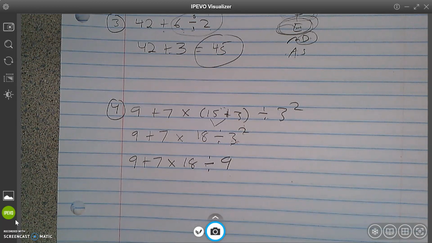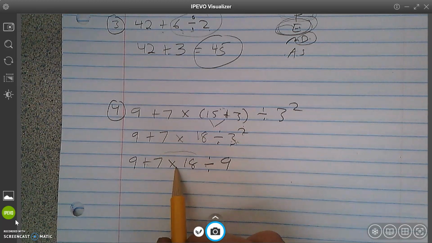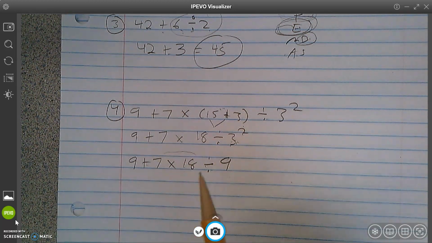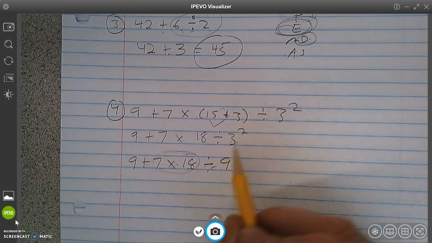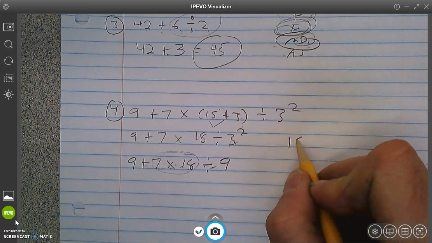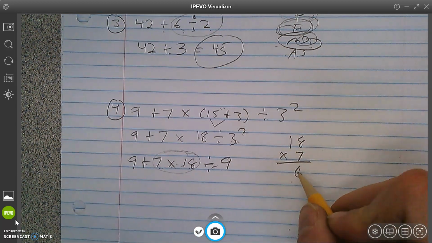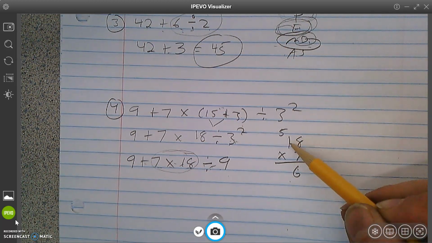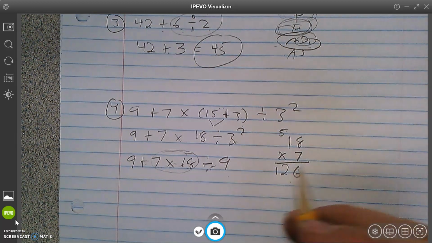Okay, keep cruising. See what we got. So now I got addition, multiplication, and division. All right. So what am I going to do? I need to multiply, because I go multiplication and division, left to right. So I need to do 18 times 7. 8 times 7, 56. There we go. 7 times 1 is 7, plus 5 is 12, 126.